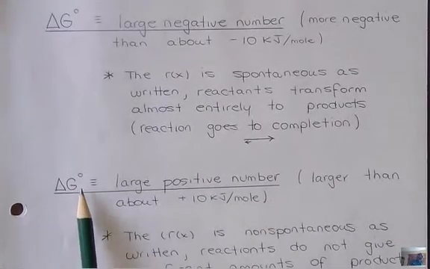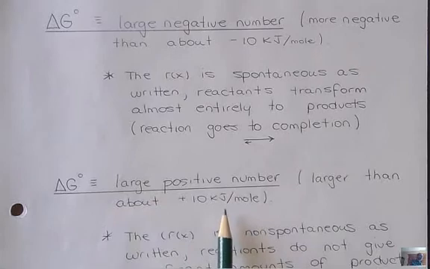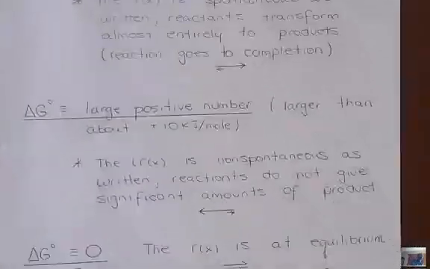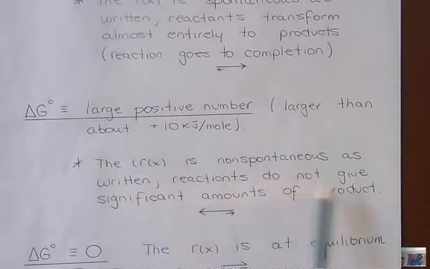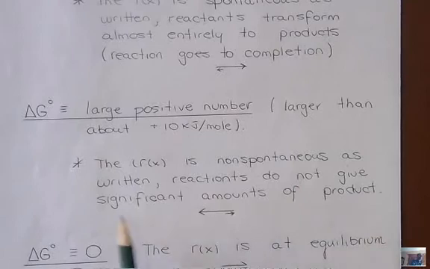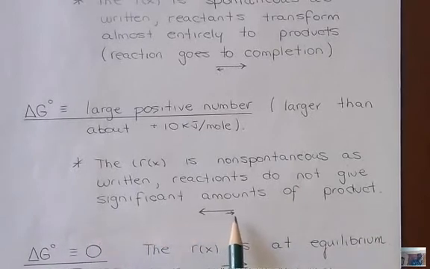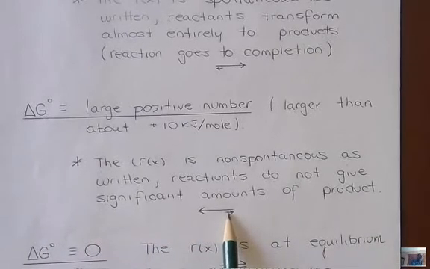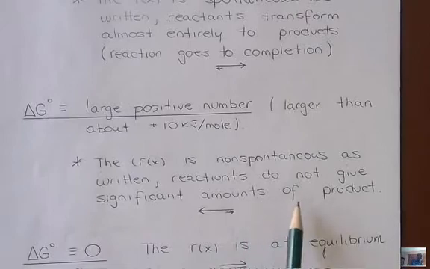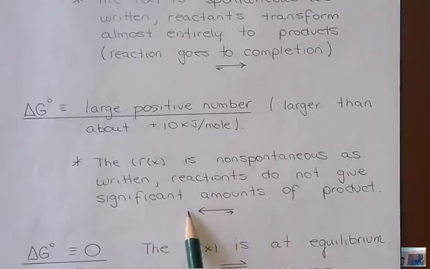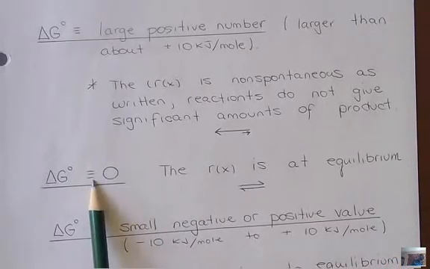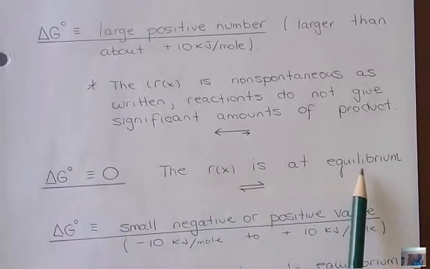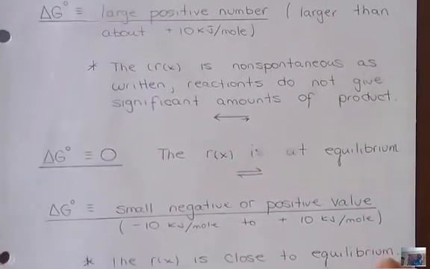Okay, what happens if delta G0 is a large positive number, greater than 10 kilojoules per mole? That means that the reaction is non-spontaneous as written. The reactants do not give a significant amount of products. If I put those two things together in a room, they'll only react a little bit to the right. If I put the products in a room, they would take off and make the reactants. If delta G is equal to 0, the reaction is at equilibrium under those conditions.